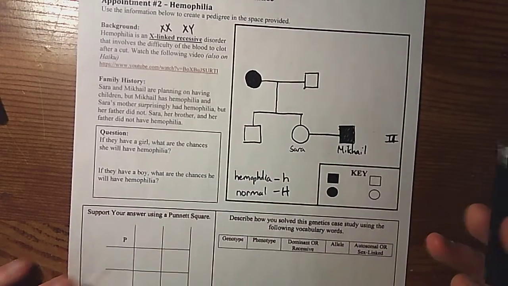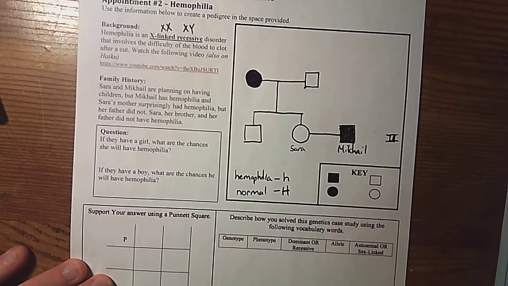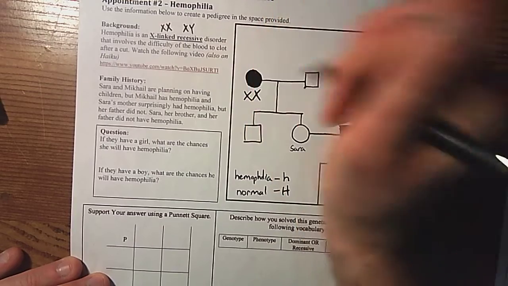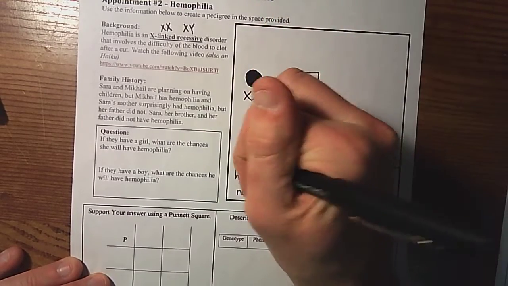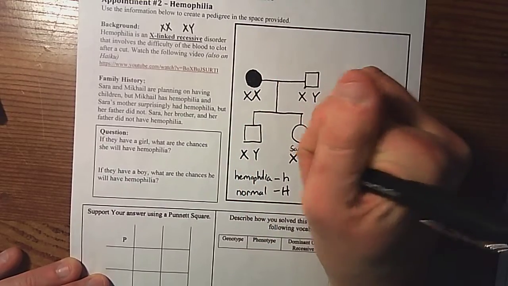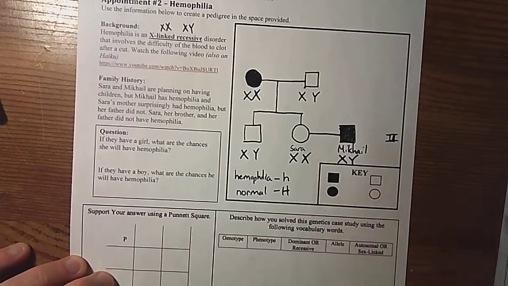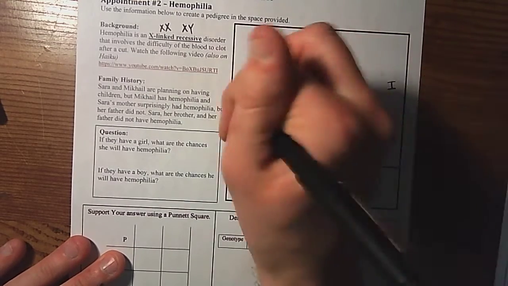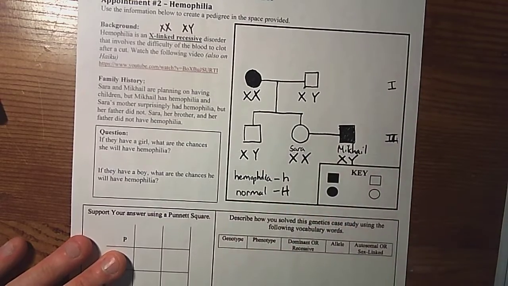Okay. So since this is an X-linked trait, I'm not going to worry about the H's, the alleles, just yet. I just worry about my X's and Y's. So this is a female circle, XX, male, XY, XY for male, XX for female, XY for male. So this, by the way, is going to be the first generation. They're Sarah's parents, and then the second generation, Sarah, Mikhail and Sarah's brother.